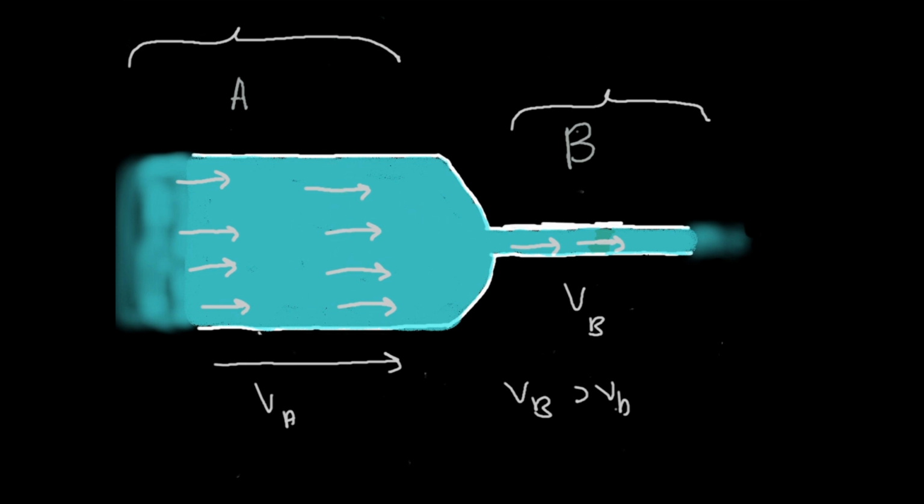That's why, in order to maintain the same amount of water flowing through both pipes at the same time, the velocity of region A should be greater than the velocity of region B. Sorry, the velocity of region B is greater than the velocity of region A. That's true. And she said one more thing.